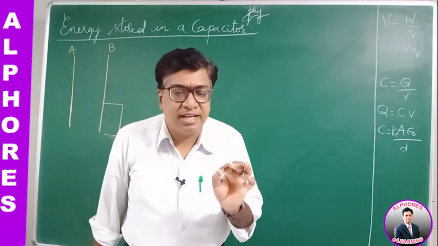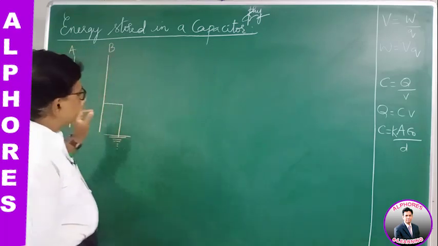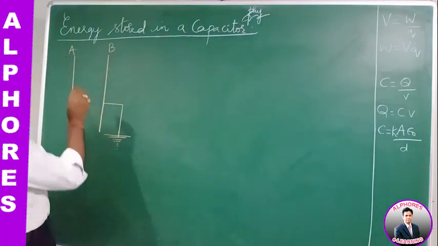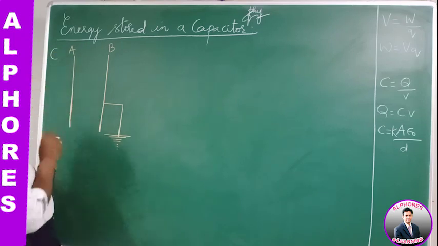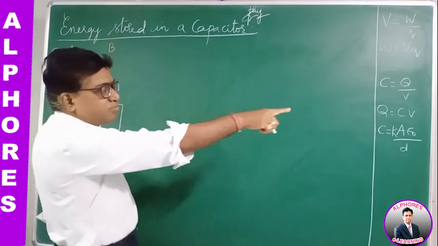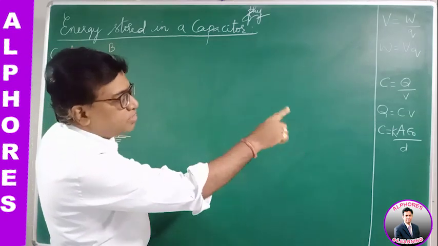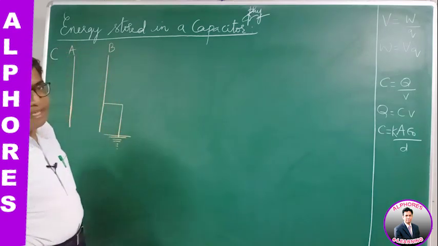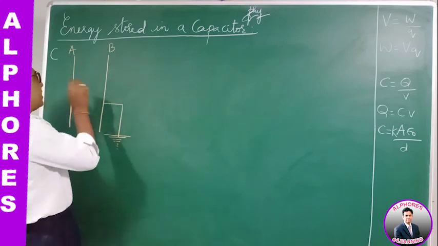Now consider a parallel plate capacitor. Let its capacity be C. You know the formula, the capacity is K A epsilon naught by D in the presence of a medium. If it is only air, then it is simply A epsilon naught by D.